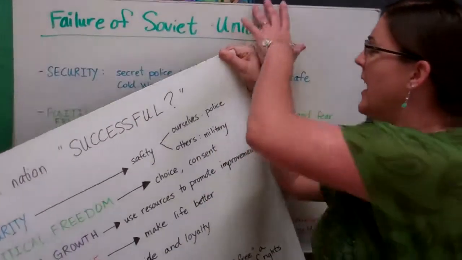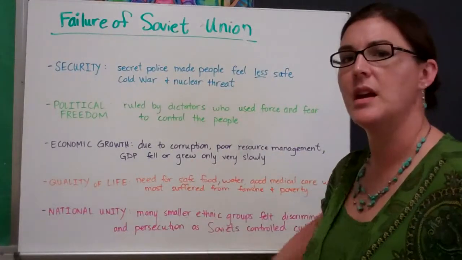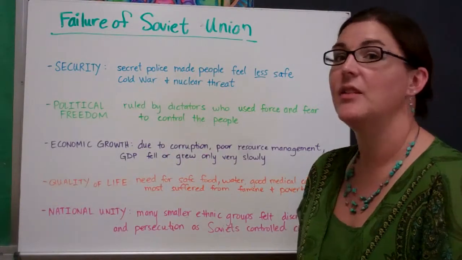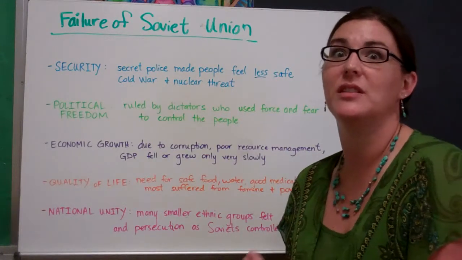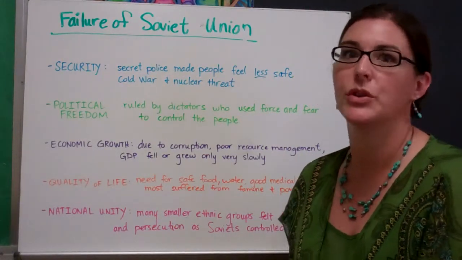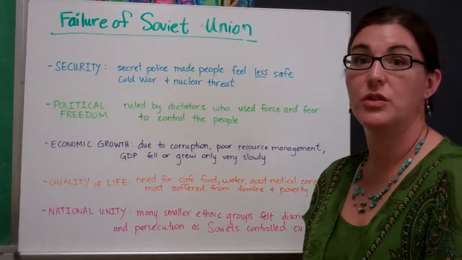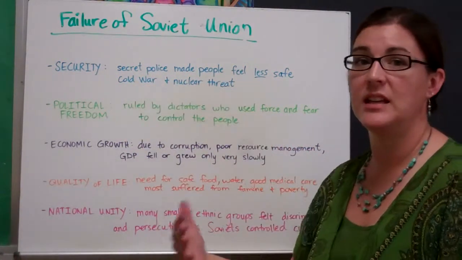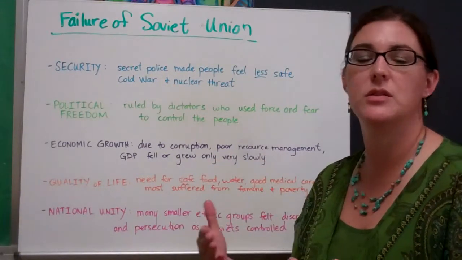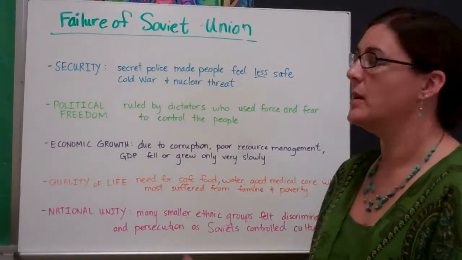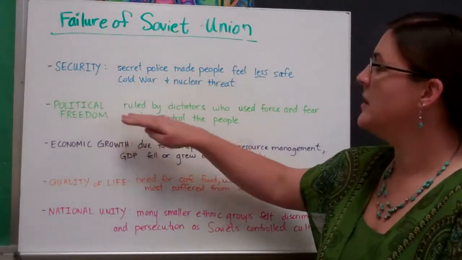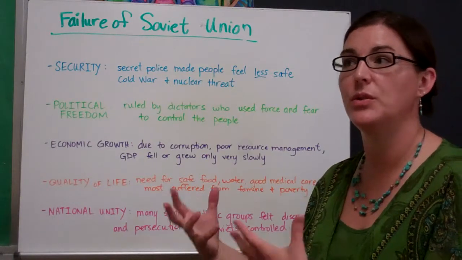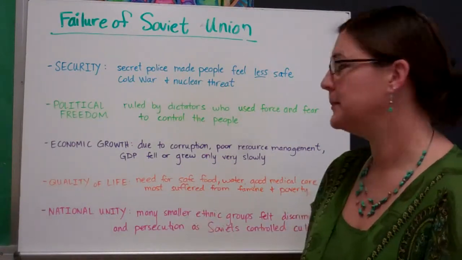So let's look at the Soviet Union then and what happened in those years of being a superpower. In terms of security, we read previously about the NKVD and the secret police force that actually made people feel less safe because there was always a fear of being spied on or turned in to a group that could possibly have you arrested or sent off to a prison camp. Also, just the intensity of being in a constant struggle with another superpower in the Cold War and the nuclear threat that was always ever present. In terms of political freedom, the Soviet Union for many years was ruled by dictators who tended to take power by force and used fear tactics in order to secure the consent of the people at gunpoint.